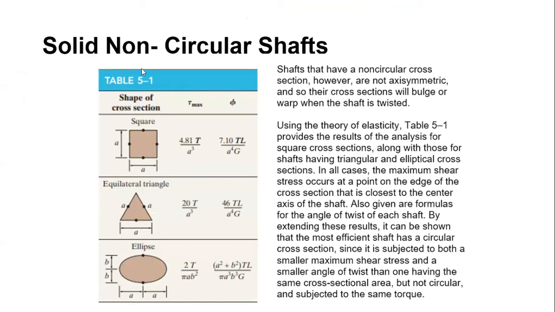So, before tayo mag-proceed sa next example natin, meron tayo ditong solid non-circular shafts. So, hindi lang naman kasi circular shafts yung meron tayo. Meron tayong mga iba't ibang shape dyan. So dito, meron tayong tatlo. May tatlo akong inintroduce dito. So bali, meron tayong apat na shape ng shaft na gagamitin.